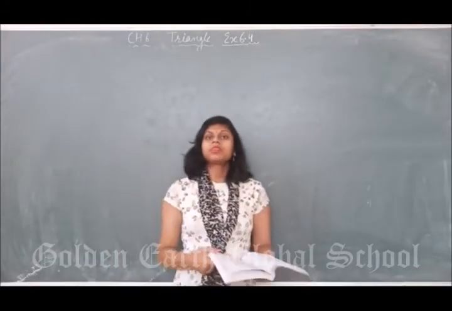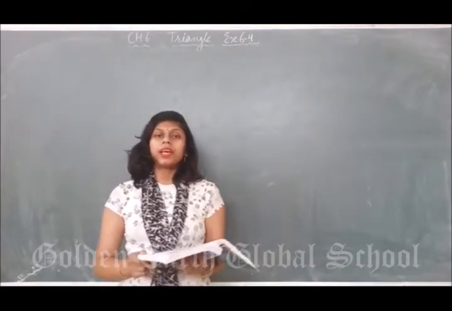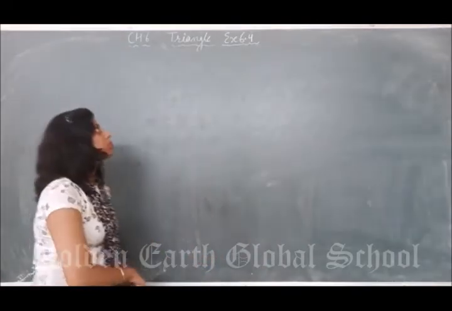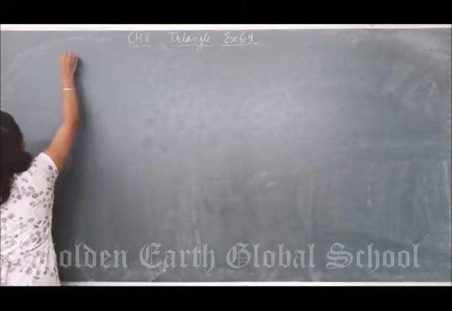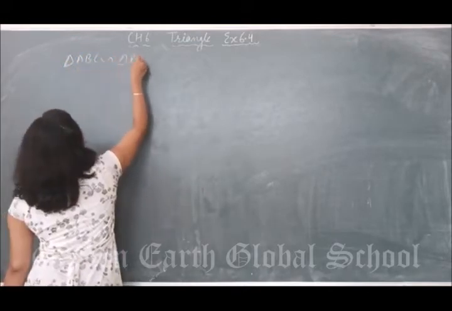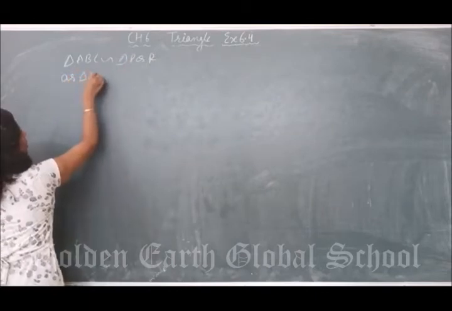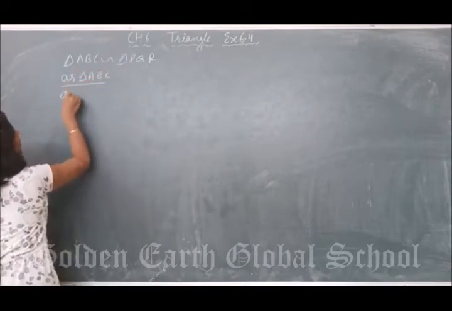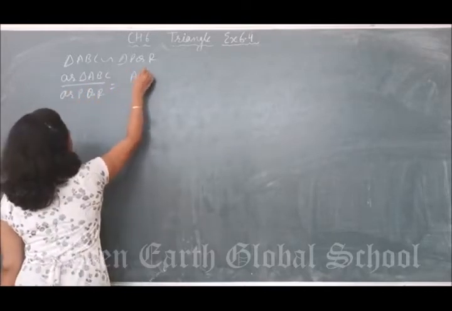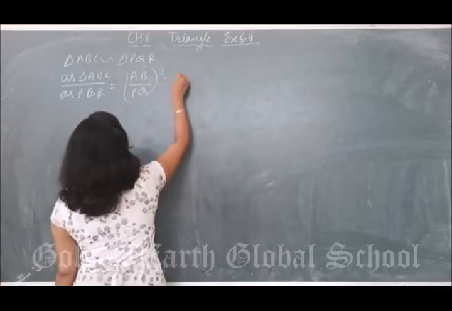Hello everyone. Now we will start exercise 6.4. In this exercise we will apply the result of theorem 6.6. What this theorem says: if two triangles are similar, then the ratio of area of triangles is equal to the ratio of the squares of their corresponding sides. Any two sides.